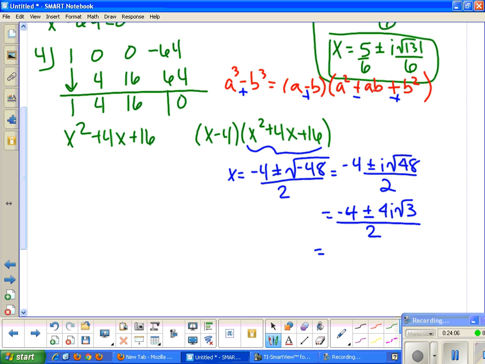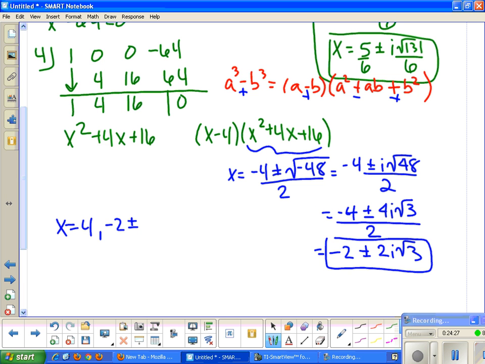And then we can simplify this by dividing each of these terms by 2. And remember, terms are separated by addition or subtraction sign. So this would be negative 2 plus or minus 2i root 3. So these are two of your solutions, and the other solution is x equals 4. So all of your solutions would be x equals 4 and negative 2 plus or minus 2i root 3. And remember that those solutions, imaginary solutions, come in pairs.